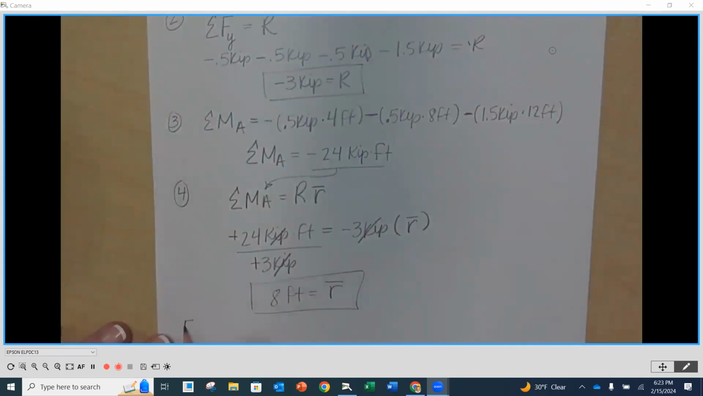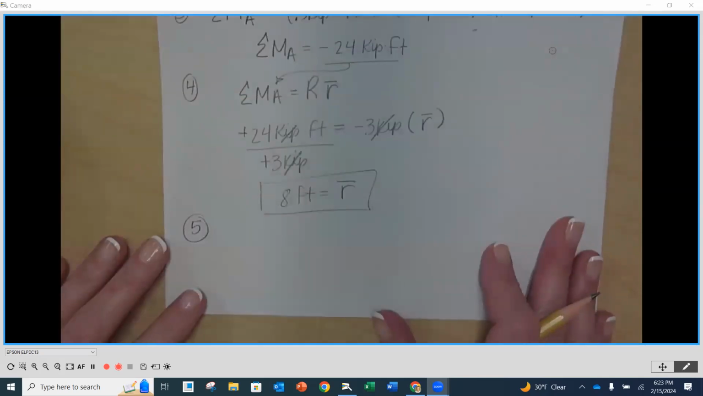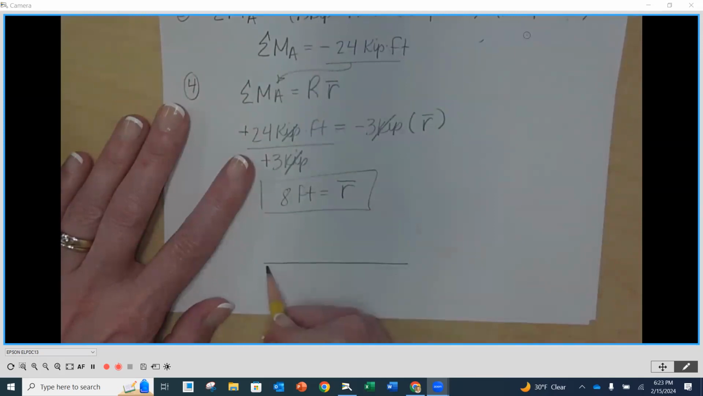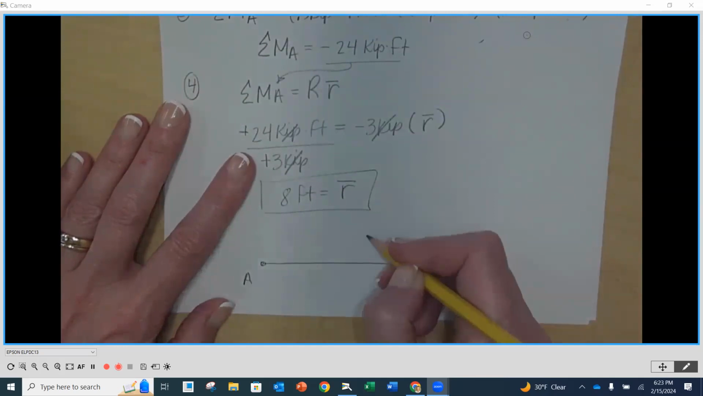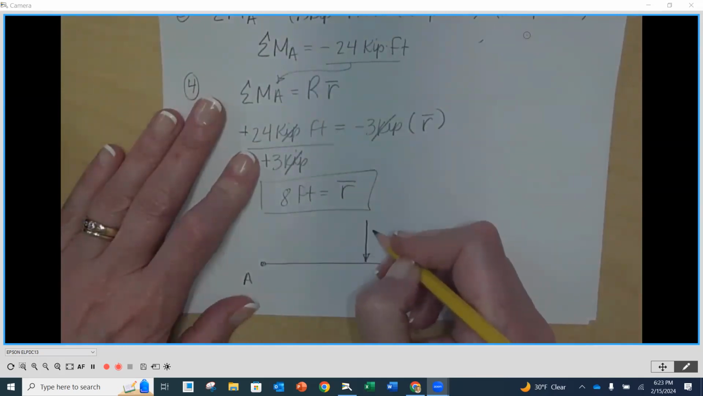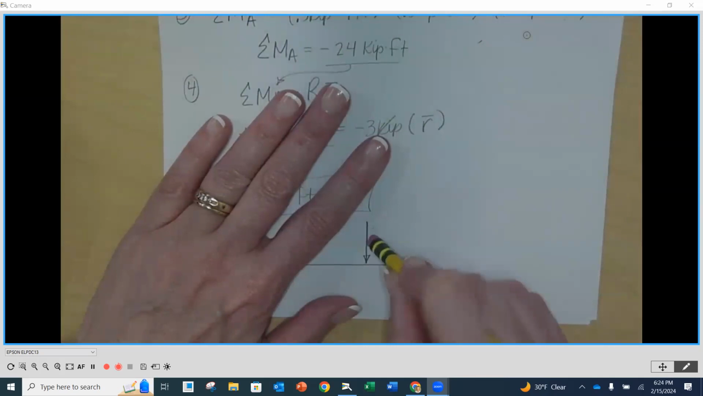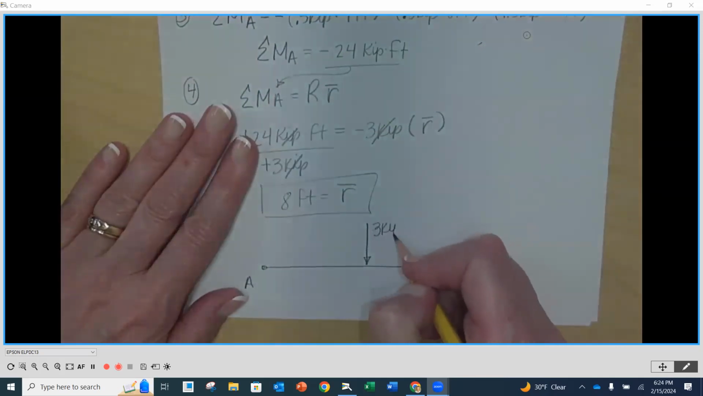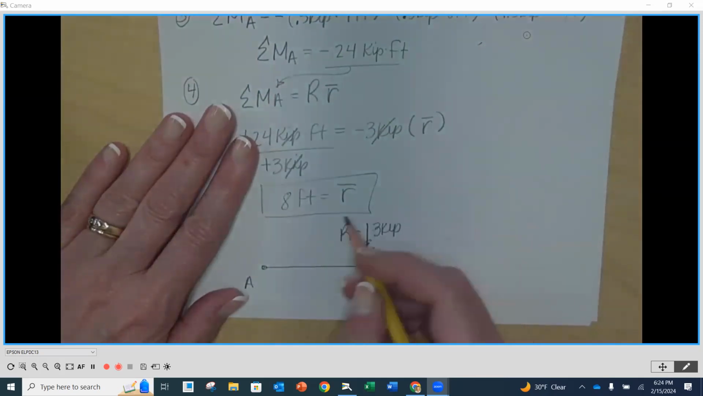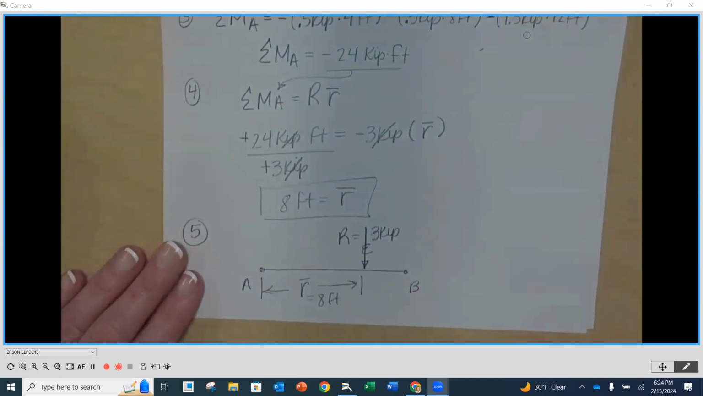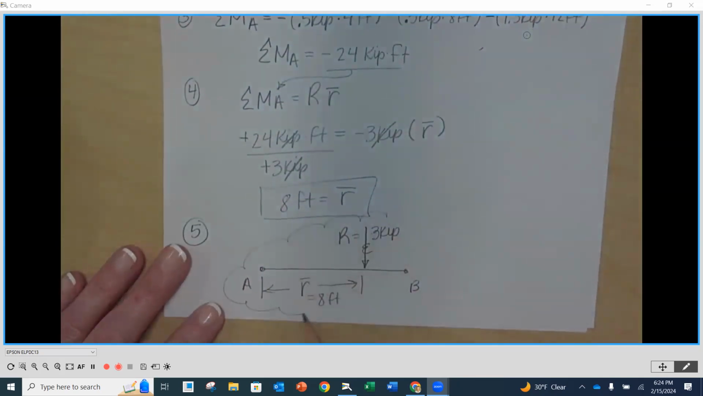Step number 5, what's one last thing that we want to do? Draw a diagram. Go ahead, draw a diagram. And make sure you do that all the time, all the time.